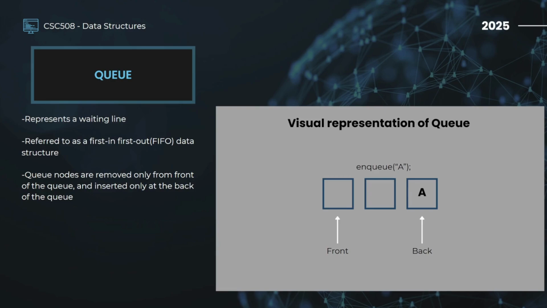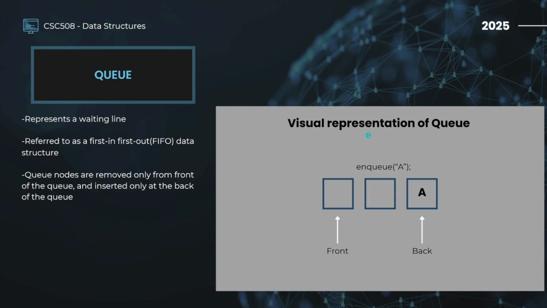In the data structure, queue nodes are removed only from the front of the queue and inserted only at the back of the queue. This leads to insert and remove operations, which are known as NQ and DQ. So as you guys can see in the visual representation, when we NQ A, it will be inserted from the back.